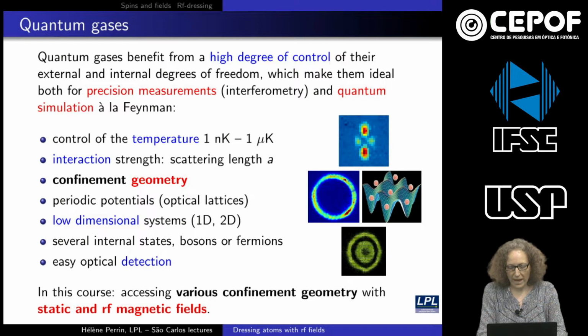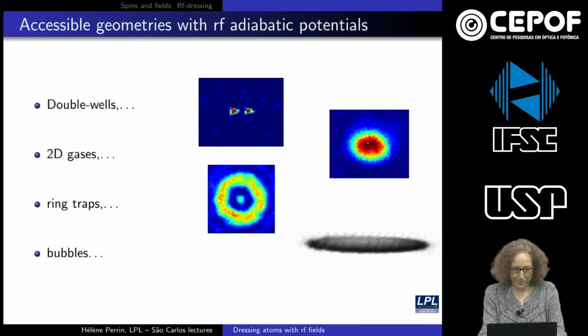So in this course, I will show you how to access various confinement geometries for quantum gases using a combination of static and radiofrequency magnetic fields, known as RF-dressed adiabatic potentials. This will allow us to provide, for example, double wells, where you have a tunneling between the two wells, or two-dimensional quantum gases, ring traps, bubble traps. We will see how to realize all these potentials, especially in the second lecture.